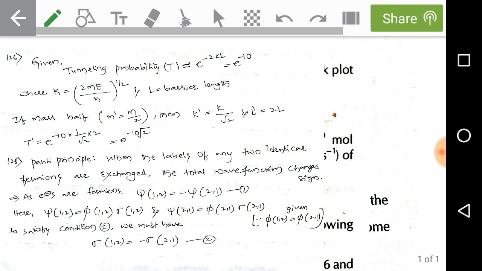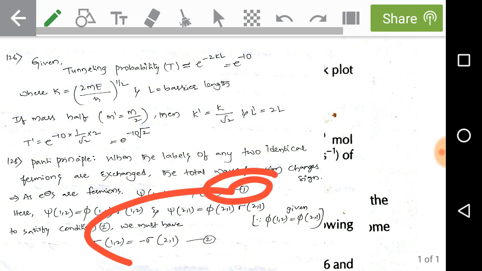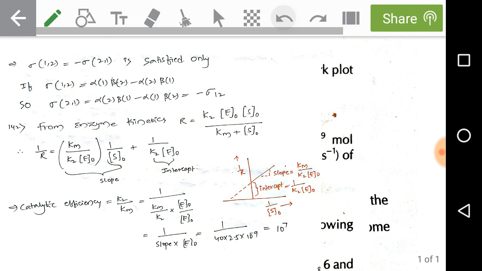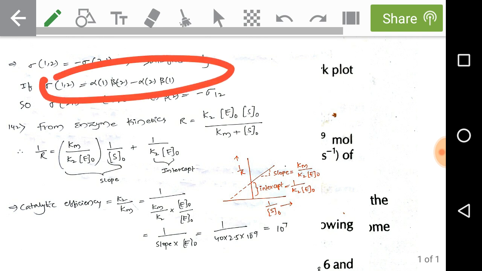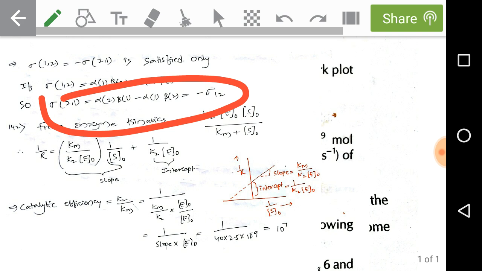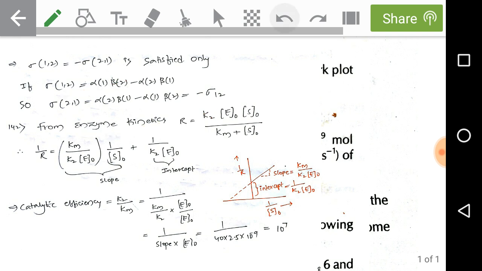Okay, to satisfy condition 1, we must have sigma 1 comma 2 equal to minus sigma 2 comma 1, and consider this as equation 2. To satisfy that, sigma 1 comma 2 equals alpha 1 beta 2 minus alpha 2 beta 1. So sigma 2 comma 1 equals alpha 2 beta 1 minus alpha 1 beta 2, which is equal to minus sigma 1 2.